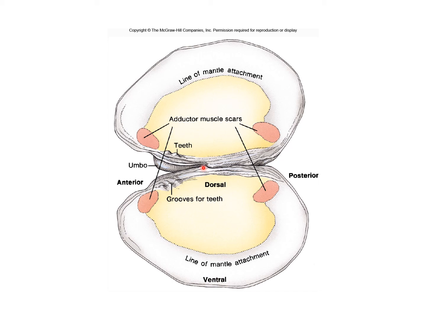As mentioned, we have a hinge between the two valves, and it's kind of elastic, rubbery. And along with the teeth, when it's closed, the teeth fit into the grooves on the other side of the valve, and it prevents the two valves from slipping past each other. So they're kind of locked. And also in the diagram, you can see the umbo, which is the oldest part of the shell.